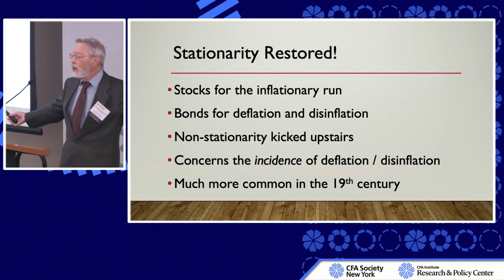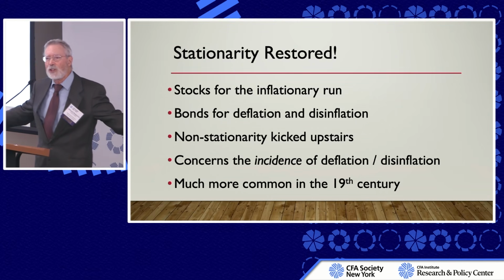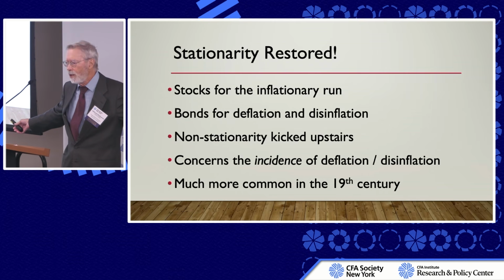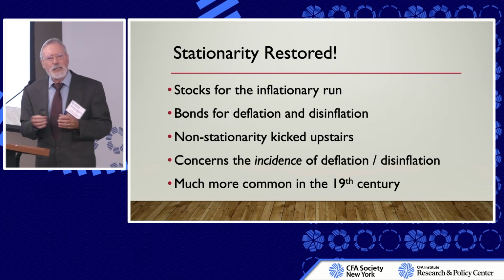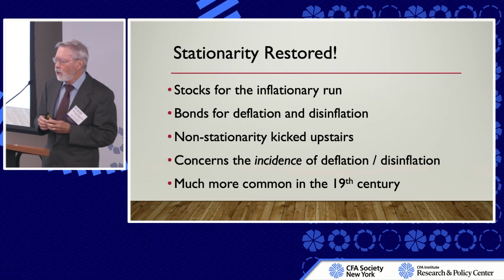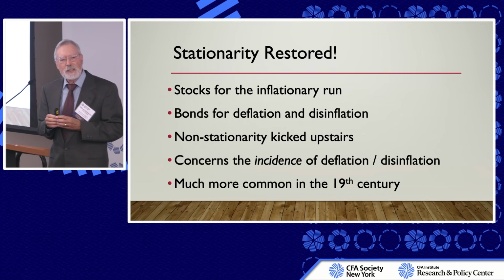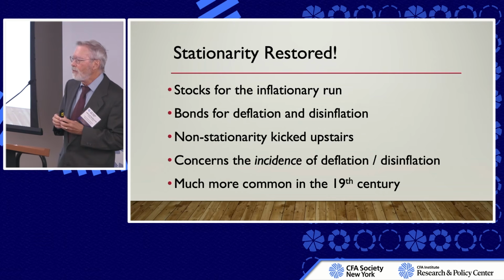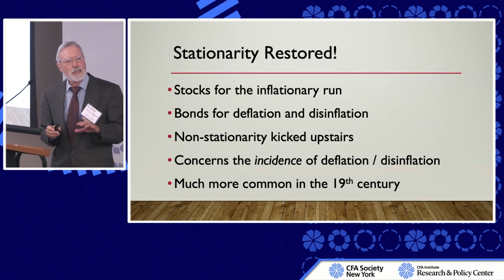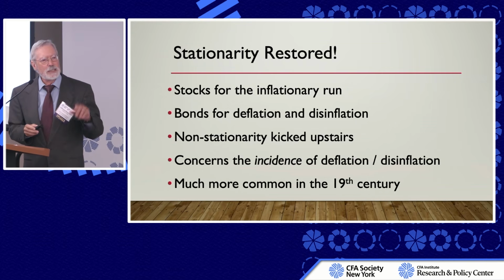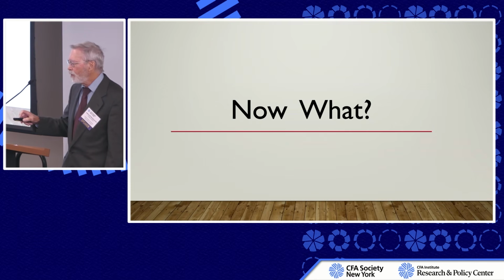So we have stationarity restored. It's stocks for the inflationary run, bonds for deflation and disinflation. I basically kicked non-stationarity upstairs. It concerns the incidence of deflation or disinflation. They were much more common in the 19th century. That's why the 19th century looks so different.